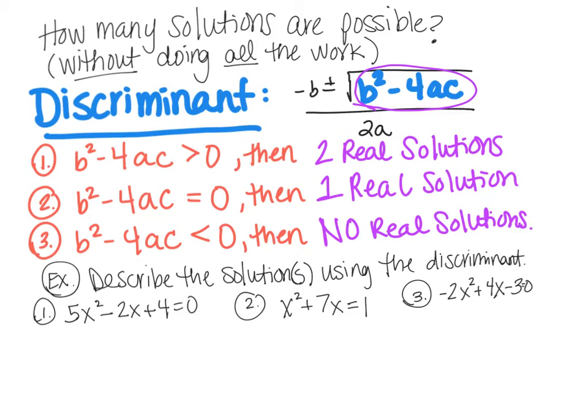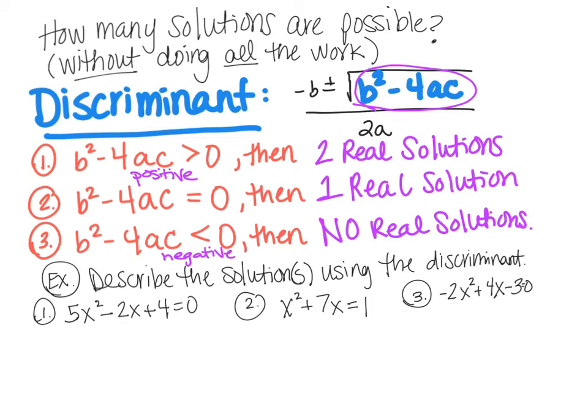So if it is greater than 0, so a positive number, then I would say that there are 2 real solutions. If it is equal to 0, then there's 1 real solution. And if it is less than 0, a negative number, then I would say that there are no real solutions. So let's see if we can describe the solutions using that discriminant. We don't want to do all of the work, just a little part of it.